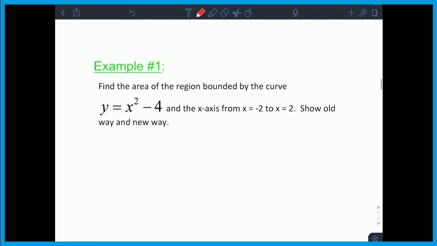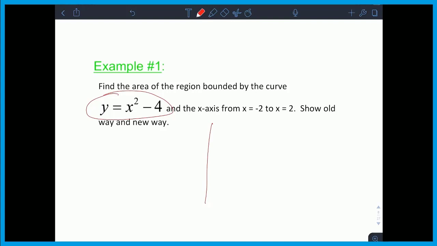Let's try an example. Example 1 says to find the area of the region bounded by the curve y equals x squared minus 4 and the x-axis from -2 to 2. Show the old way and the new way. Before we get started, let's draw a picture. So this is a pretty easy curve to sketch. It's just y equals x squared minus 4.